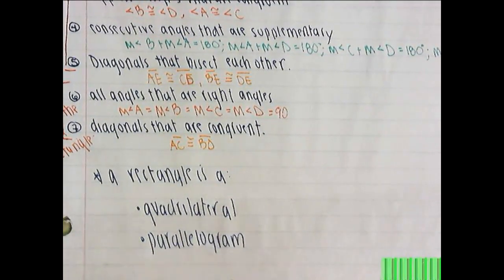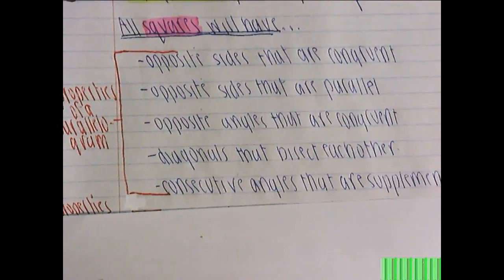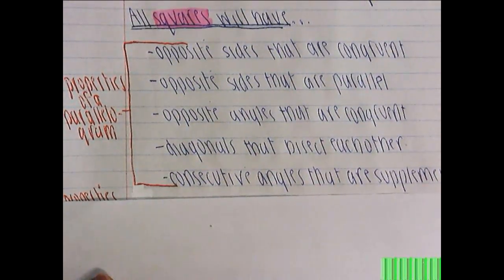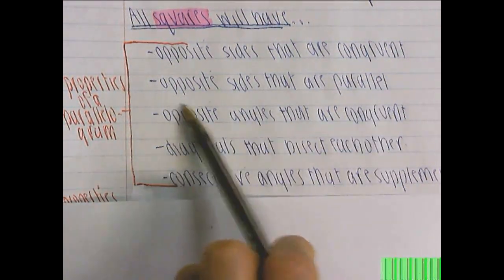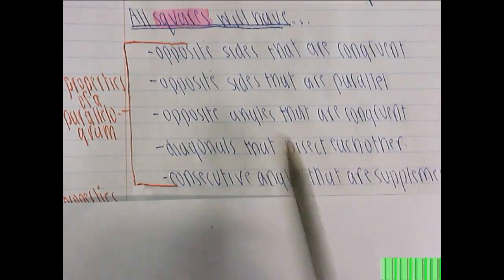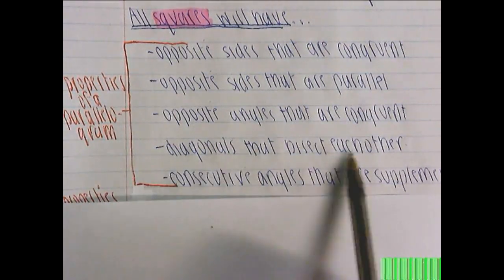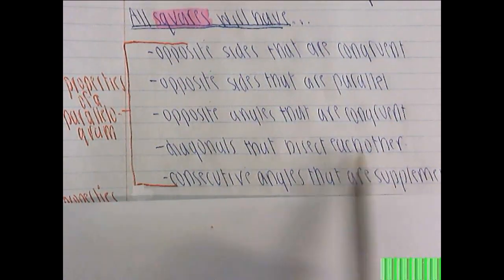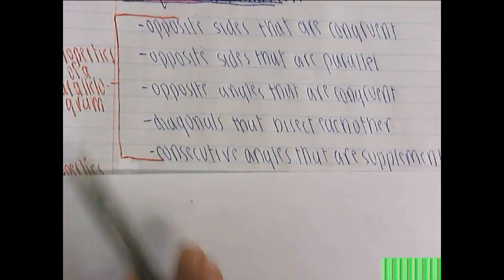Okay, let's talk about squares. Squares are super special. All squares will have the properties of a parallelogram. So, opposite sides that are congruent, opposite sides that are parallel, opposite angles that are congruent, diagonals that bisect each other, consecutive angles that are supplementary. Properties of a parallelogram, right?